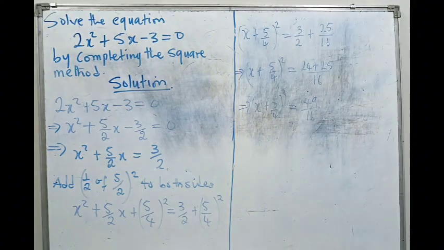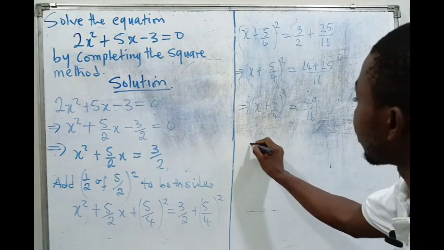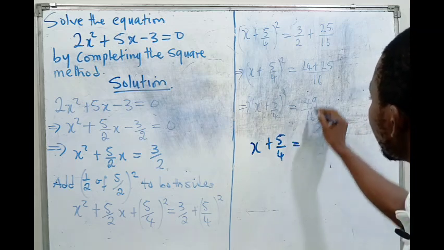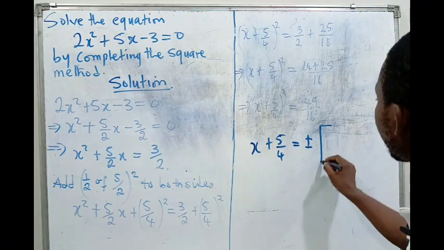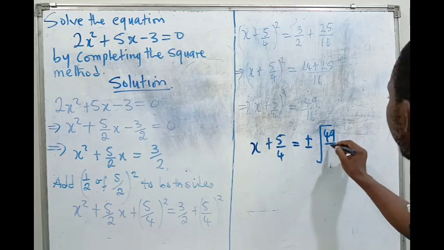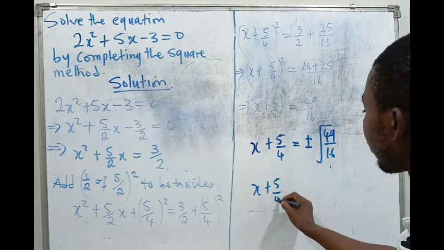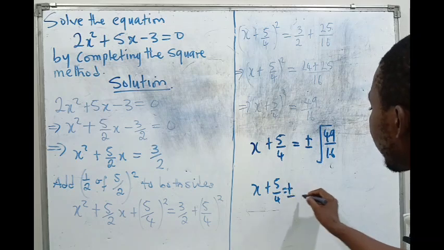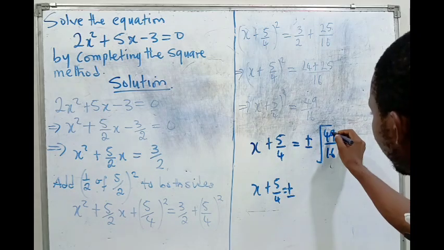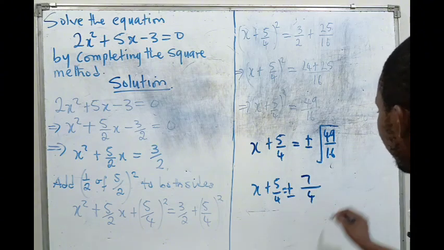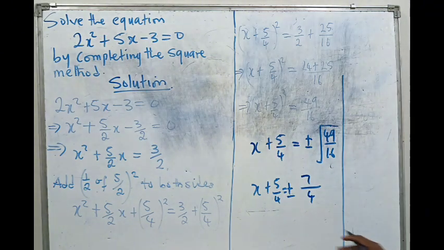The next thing to do is to take the square roots of both sides, both the left hand side and the right hand side. If we do that, we have x plus 5 over 4 is equal to plus or minus the square root of 49 over 16. So x plus 5 over 4 is equal to plus or minus, what is the square root of 49? 7 over 4.